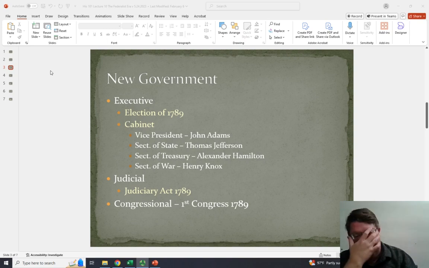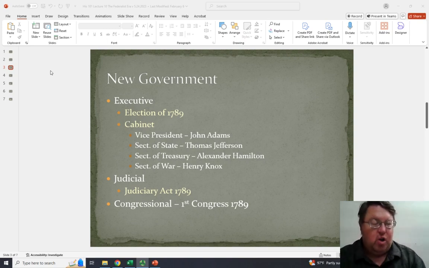So in other words, when the U.S. had its first congressional elections, the winners of those congressional elections were candidates that supported the U.S. Constitution and thought it was a fantastic thing.